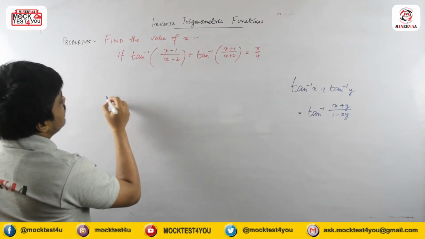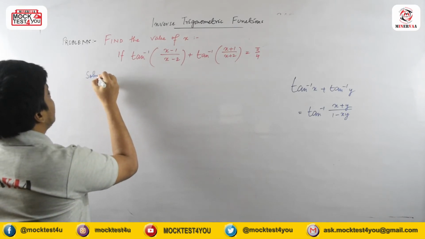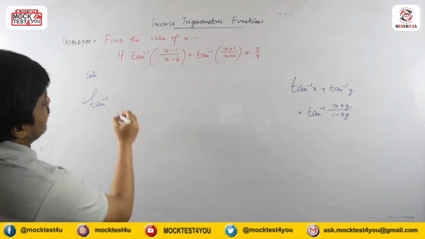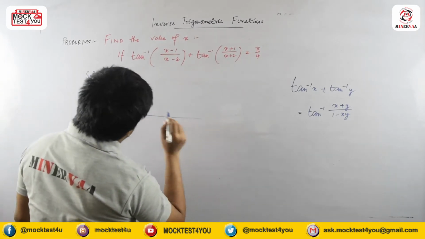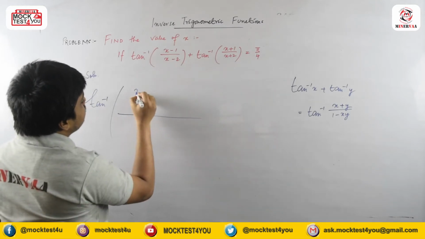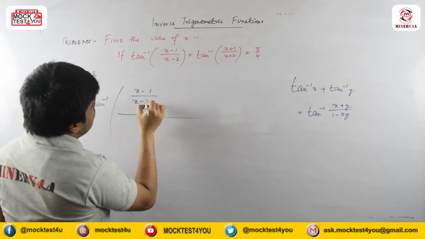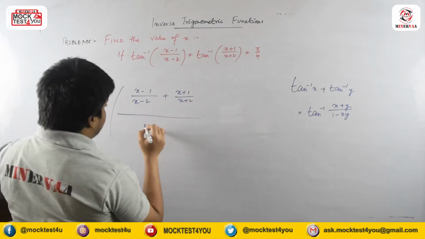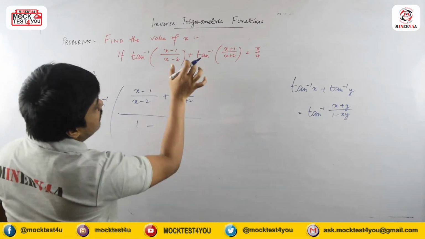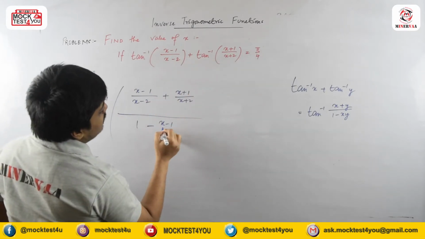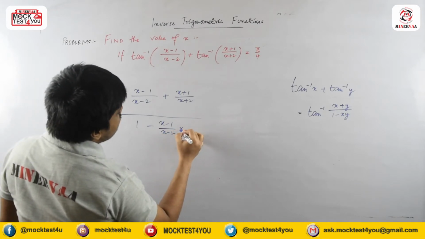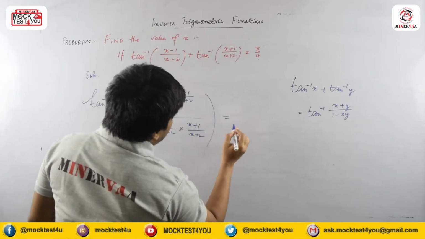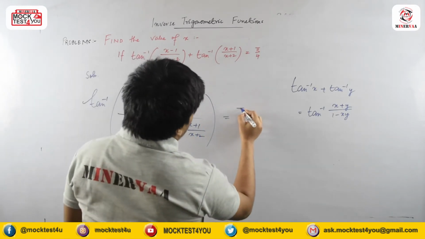Let us write that expression this way. The solution goes like: tan inverse of the big bracket, x plus y, where x is this one, (x minus 1) divided by (x minus 2) plus (x plus 1) divided by (x plus 2), then 1 minus x into y, so (x minus 1) divided by (x minus 2) into (x plus 1) divided by (x plus 2). And that is equal to pi by 4.